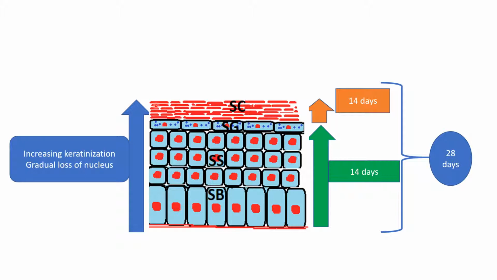It takes 14 days for the cell to reach from stratum basale to the lower end of the stratum corneum, and another 14 days more to reach from the lower level of stratum corneum to the top of stratum corneum. So altogether it takes 28 days for cells of the epidermis to reach from the stratum basale to the stratum corneum top.